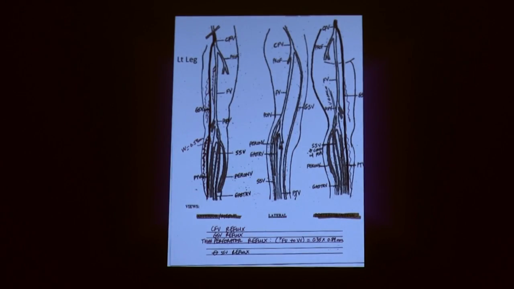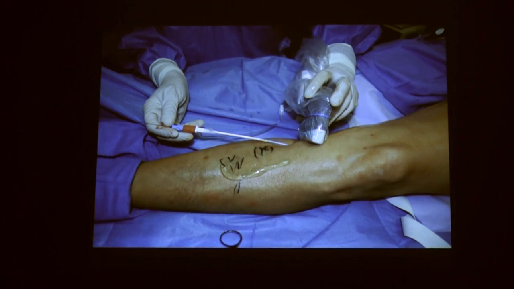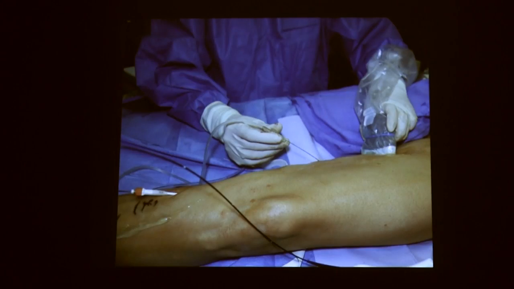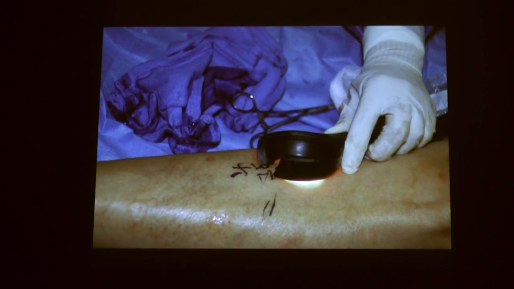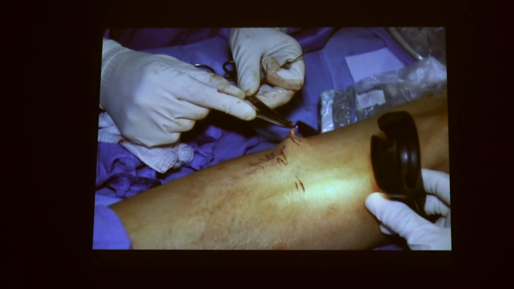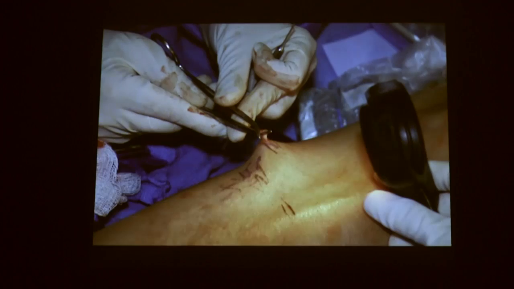Here are some of her drawings. We'll just go through those a little more quickly. And we did do some phlebectomy. We put in our sheath, put in our needle and our tumescent. And here we're doing, remember that little illuminating device? We used that to pull out the veins. See how I'm pulling out the veins?